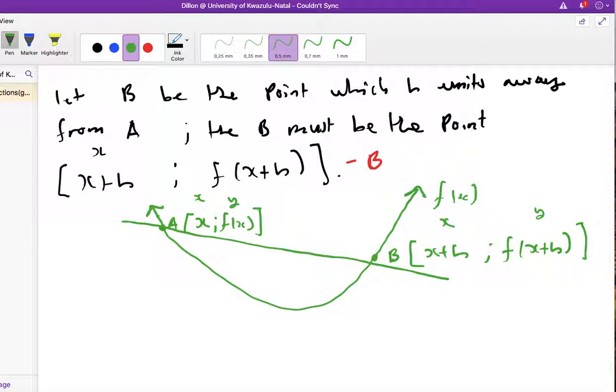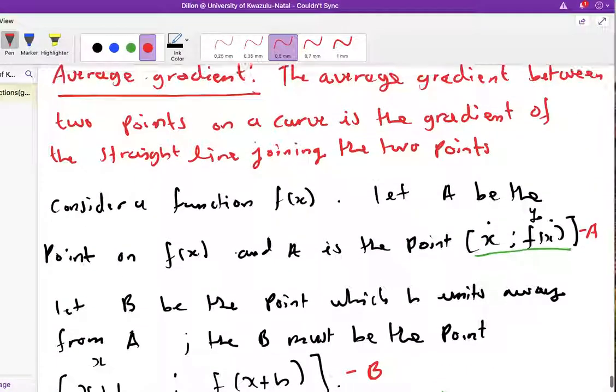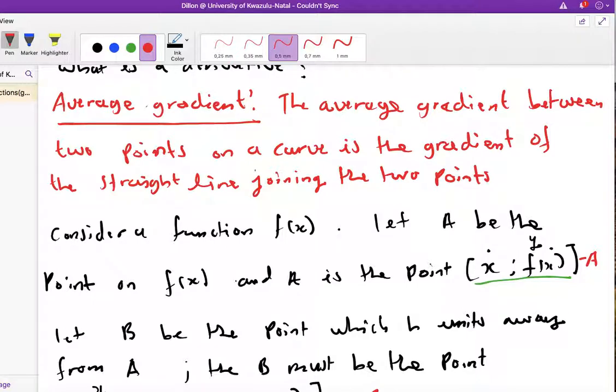Okay, that suffices. And we noted that B is h units away from A. The distance here between B and A has to be h units. Now, by definition, what is the average gradient? The average gradient between two points on a curve is the gradient of the straight line joining the two points.